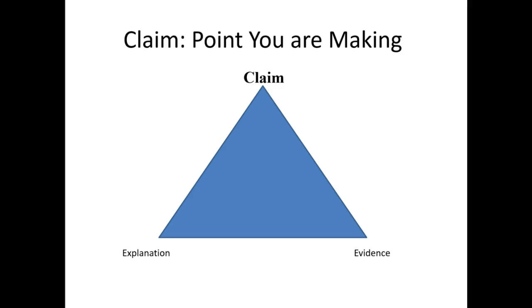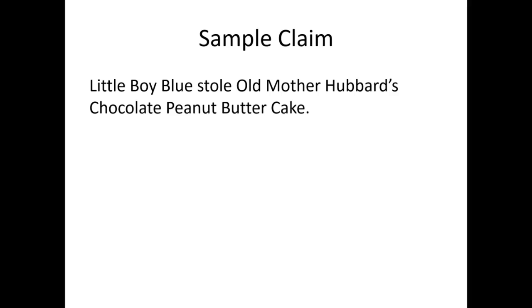A claim is the point you're trying to support through your analysis. It represents the meaning of the different patterns we see when taking apart our artifact. Here's an example claim for our sample mystery. Little Boy Blue stole Old Mother Hubbard's chocolate peanut butter cake. It tells us who the detective thinks committed the crime. Claims by themselves aren't enough to construct an analysis.